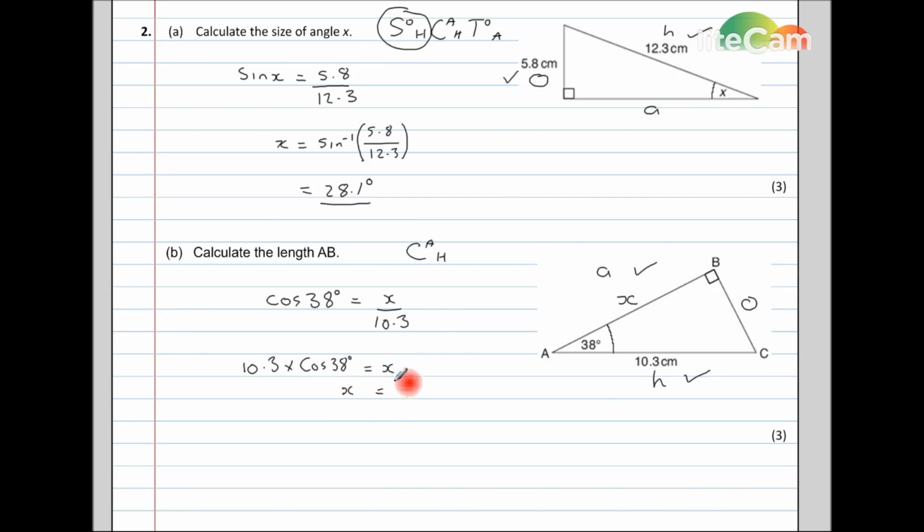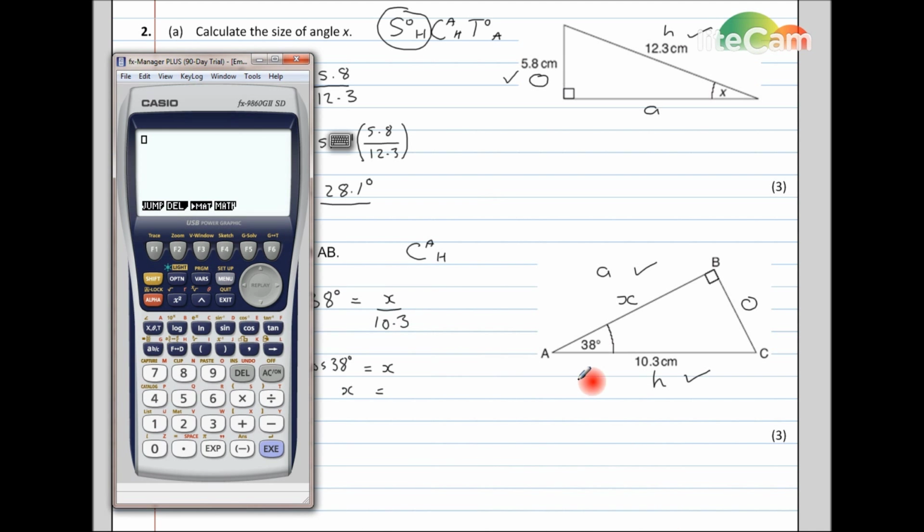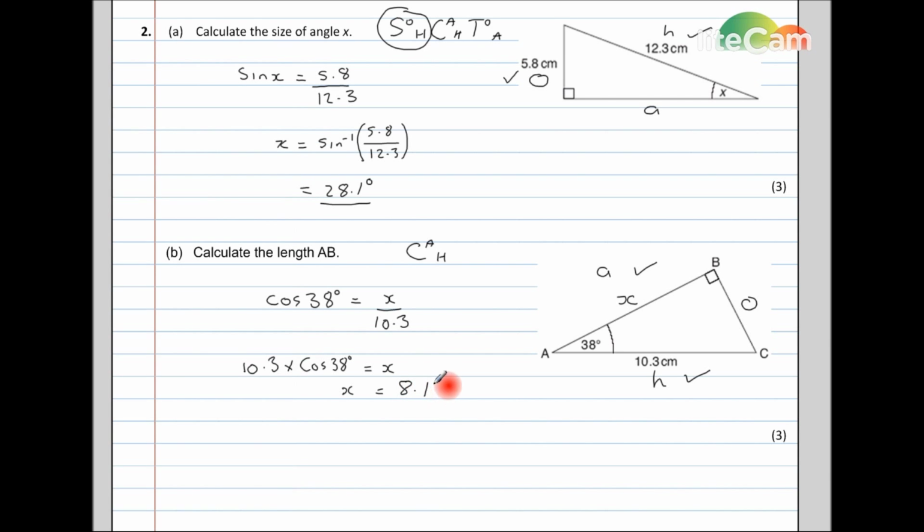So if we put that into our calculator, we've got 10.3 cos 38, which to three significant figures would be 8.12. So 8.12 centimeters. Okay, if we want to be really specific, we could say that AB equals that, because that's what we were trying to find originally.